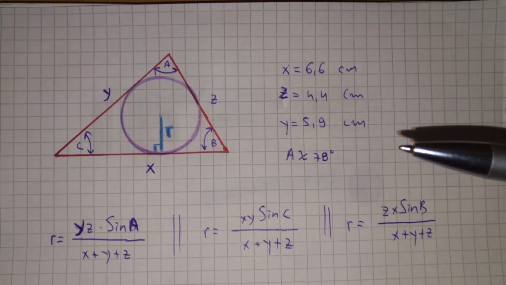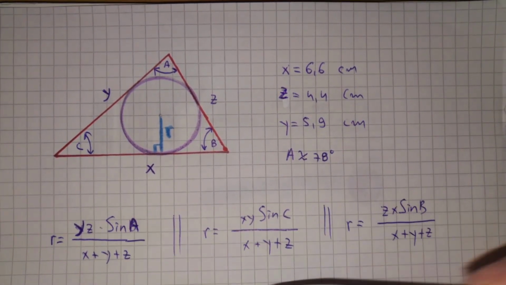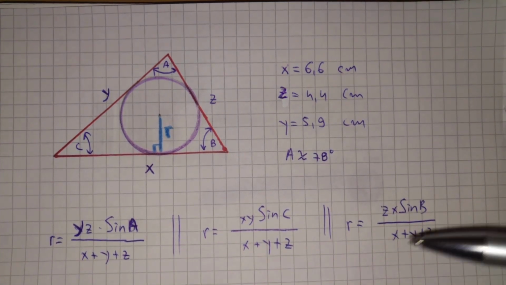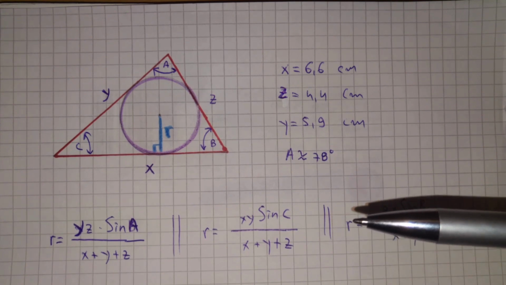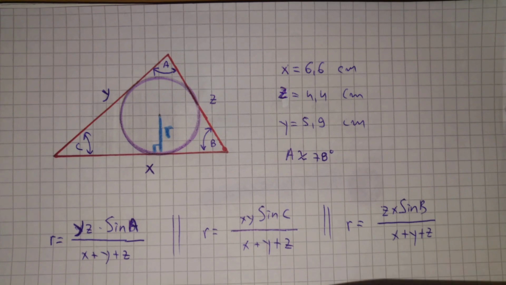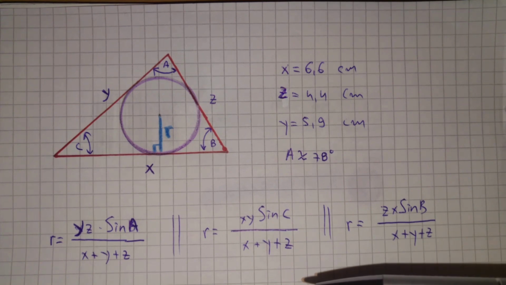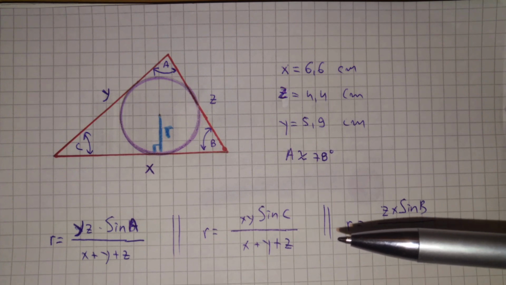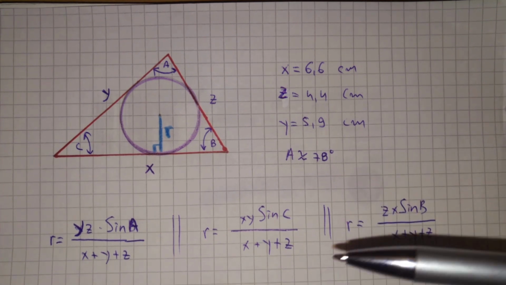What's up everyone, today I'm going to show you some simple formulas to calculate the radius of an inscribed circle of a triangle. In order to use these formulas you need to know all the sides of the triangle and at least one of its angles. However, if one of the sides is missing or no angle is known, then we can use the laws of cosine and sine to determine the missing parts of the equation.